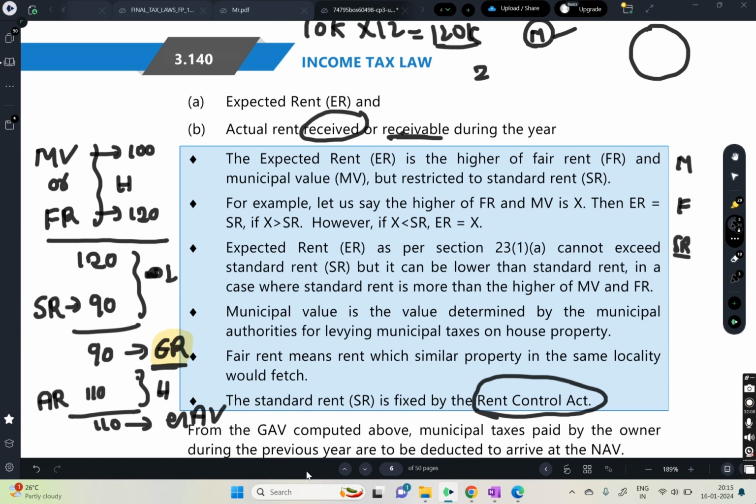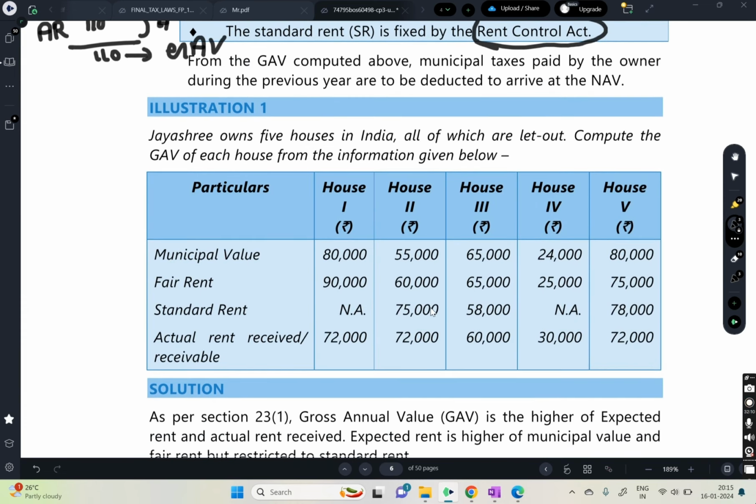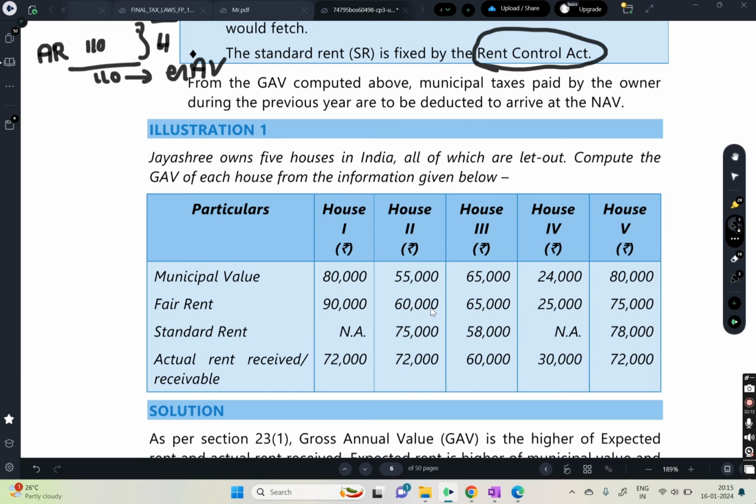Tisha, is it clear? Yes, sir. Okay, now let's see this one. Jayashree owns 5 houses in India, all of which are let out. Compute the GAV of each house from the information given below.